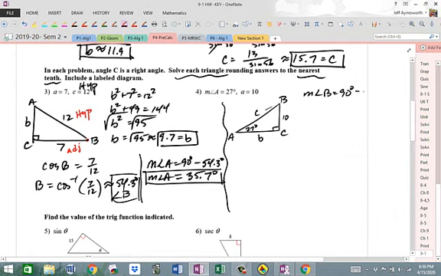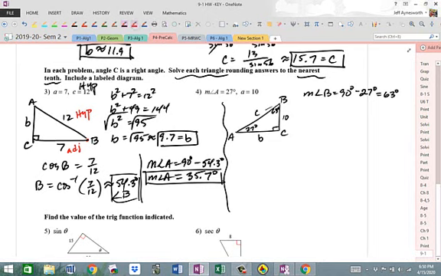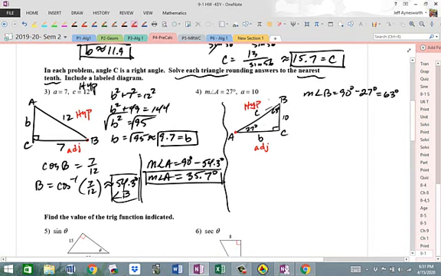So 90 minus 27 degrees. That would be, what, 63 degrees? All right, so we could use this angle if we wanted to. I'm just going to use angle A just for funsies. So in respect to angle A, our focus point is here, this is the adjacent side, and this is the hypotenuse. And this is the opposite side.